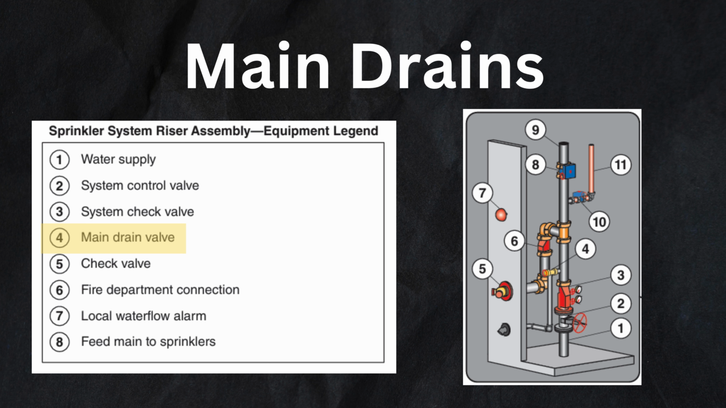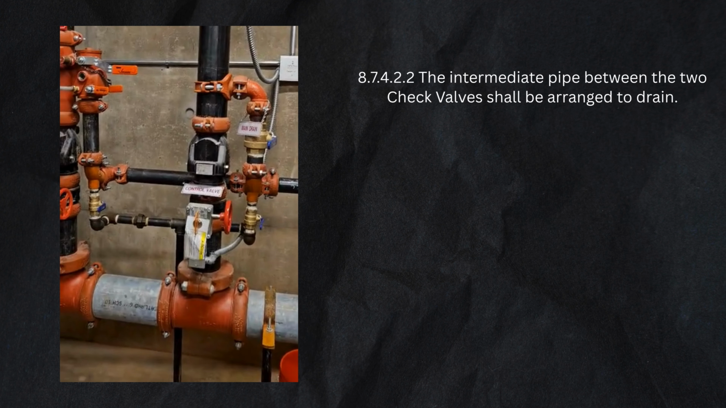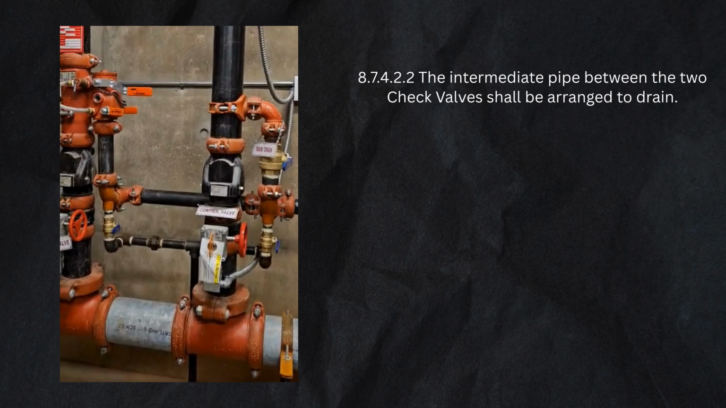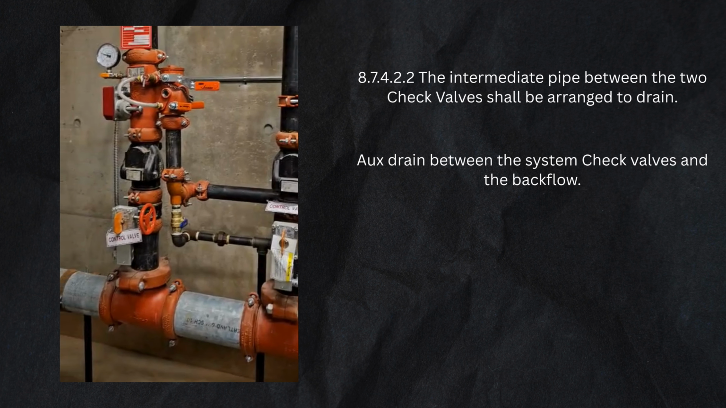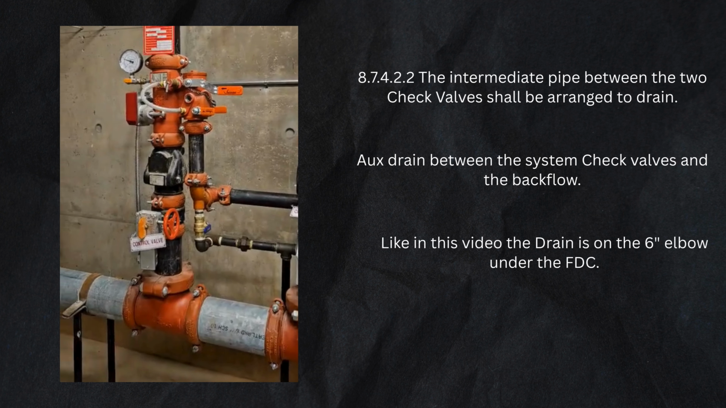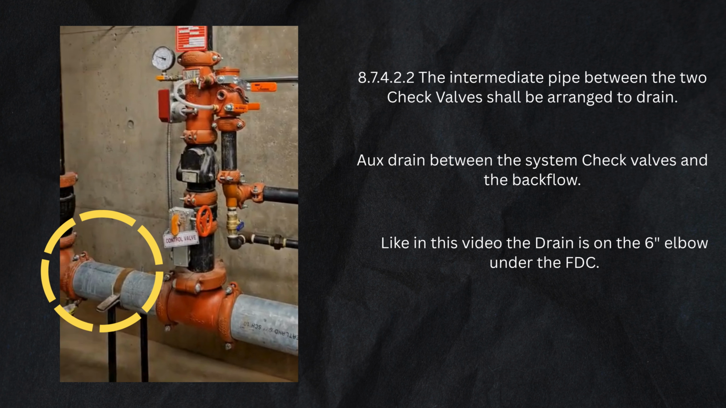Looking at the main drain now, it is a drain that drains most, if not all, of the fire sprinkler system. The intermediate pipe between the 2 check valves shall be arranged to drain. Add a drain between the system check valves and the backflow. Like in this video, the drain is on the 6-inch elbow under the FDC.